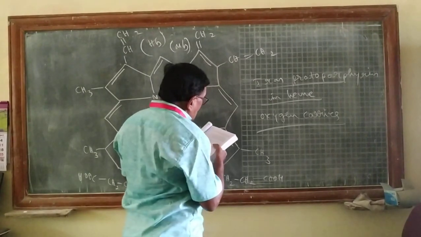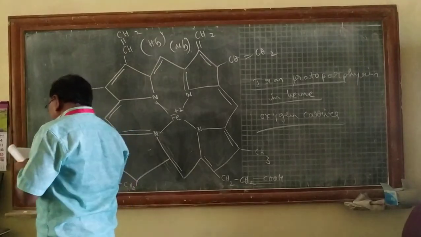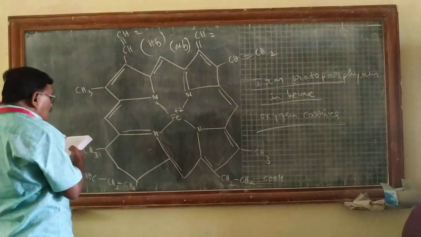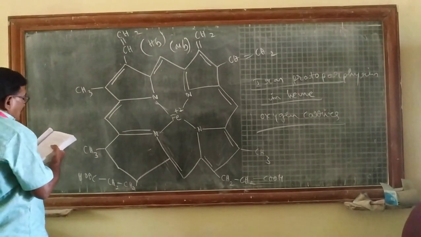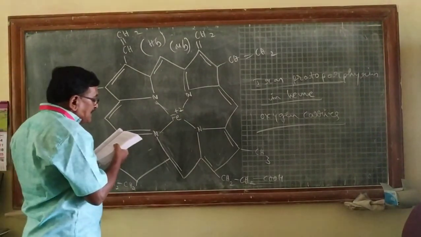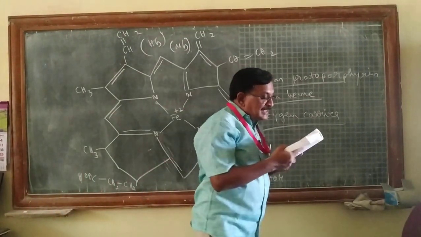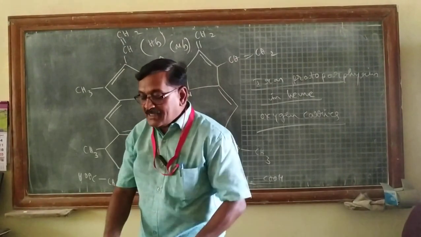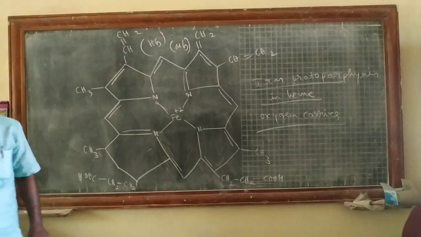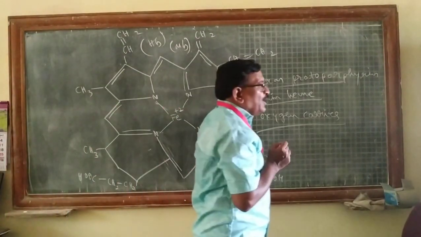The functions of these two proteins are as follows. The first one is hemoglobin: it picks up oxygen in the lungs and delivers it to the rest of the body. The second one is myoglobin: it accepts oxygen from the hemoglobin in the muscles and stores it until needed for the energetic processes. These two are the oxygen carrier proteins, hemoglobin and myoglobin.